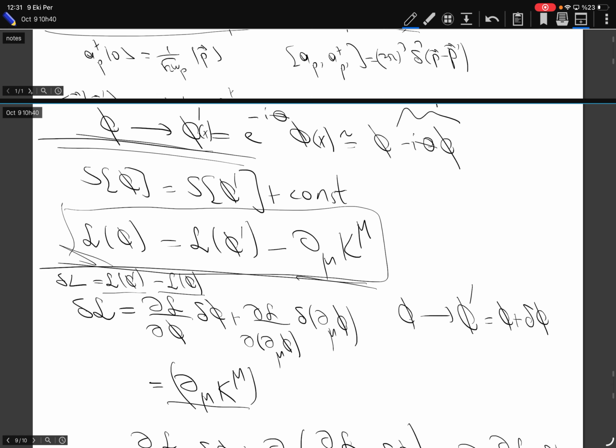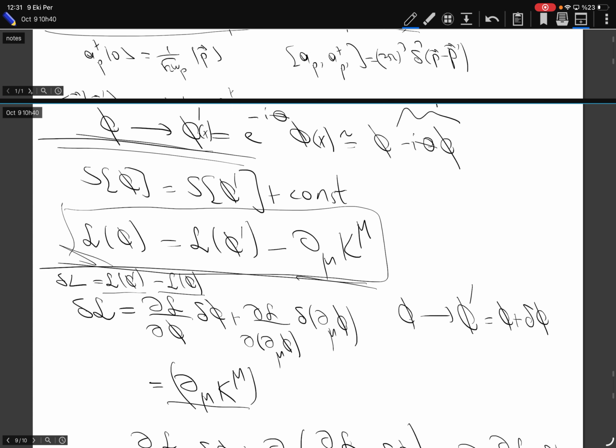Any last minute questions? Is it always the case that when the action changes by a constant, the Lagrangian changes by the divergence of a vector, or is it specific? Well, constant basically means you can evaluate that integral explicitly. I would expect it to be so, yeah.